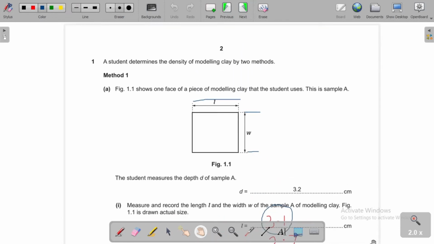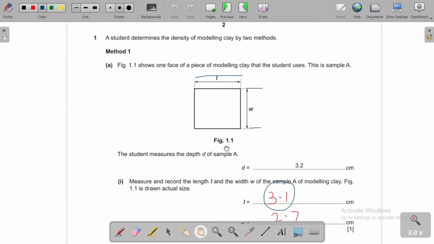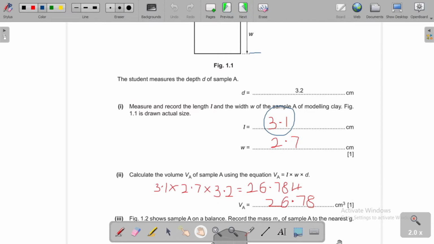A student determines the density of a modeling clay by two methods. Method 1: Figure 1.1 shows one face of a piece of modeling clay that the student uses. This is sample A. Now the student measures the depth D of sample A and gets 3.2 cm. The first question is: measure and record the length L and the width W of sample A of modeling clay. Figure 1.1 is drawn to actual size.